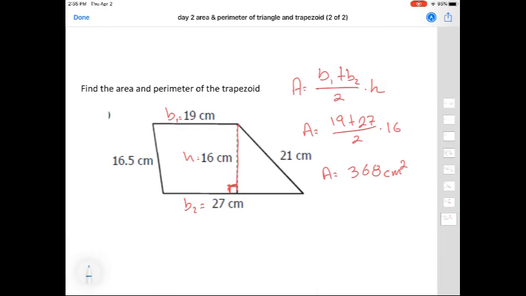Now, to find the perimeter, remember, for finding perimeter, all we've got to do is add up all the sides. So here, I have sides of 16.5, 19, 21, and 27. So to find the perimeter, all I'm going to do is add up all of those sides. 16.5 plus 19 plus 21 plus 27, and we get a perimeter of 83.5 centimeters.